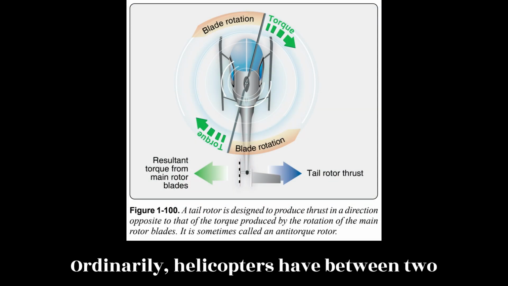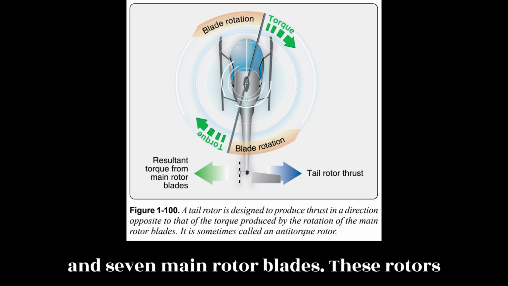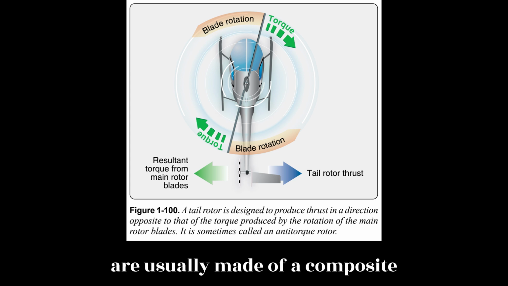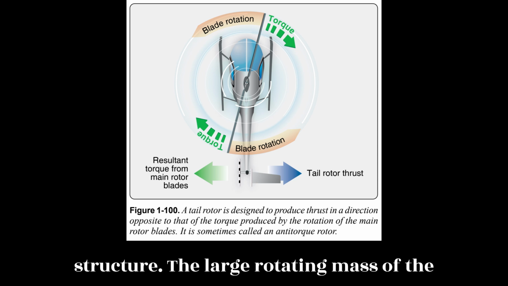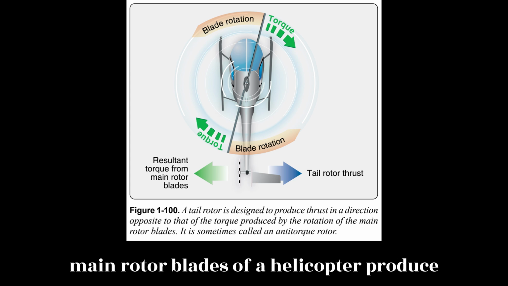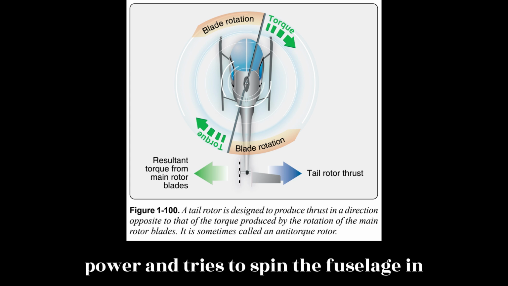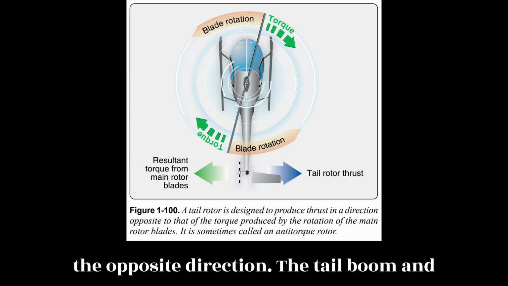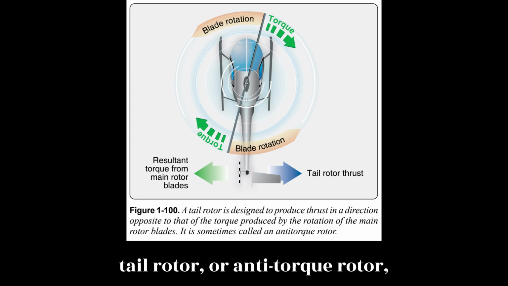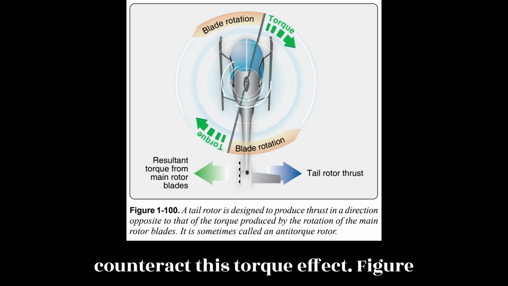Ordinarily, helicopters have between 2 and 7 main rotor blades. These rotors are usually made of a composite structure. The large rotating mass of the main rotor blades of a helicopter produces torque. This torque increases with engine power and tries to spin the fuselage in the opposite direction. The tail boom and tail rotor, or anti-torque rotor, counteract this torque effect.